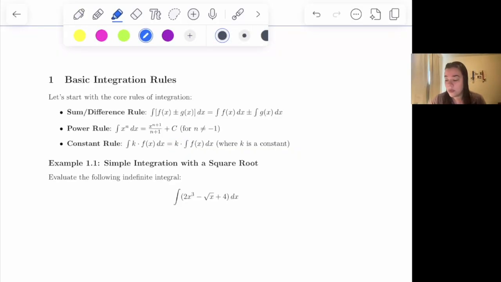So let's get started with example 1.1. On top of teaching you these rules, since we're just getting started with integration, I'm also going to try to teach you some of the terminology used and notation used with integration. So example 1.1 asks us to evaluate the following indefinite integral.